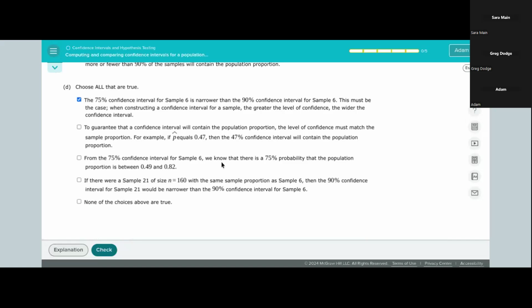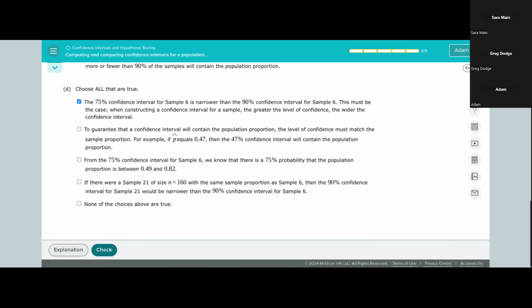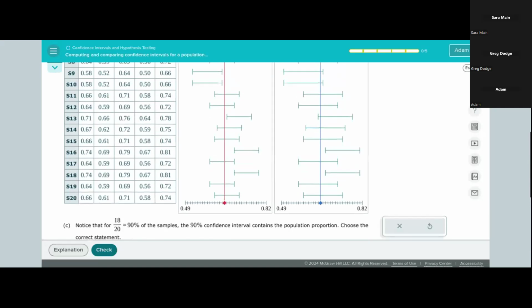Okay. To guarantee that a confidence interval will contain the population proportion, the level of the confidence must match the sample proportion. For example, if p hat equals 0.47, then the 47% confidence interval will contain the population proportion. No, that's just weird, and those have nothing to do with each other. Okay. Third choice, from the 75% confidence interval for sample 6, we know that there is a 75% probability that the population proportion is between 0.49 and 0.82. Let's just go up and make sure that those are the lower and upper boundaries, but I'm confident that that is true.